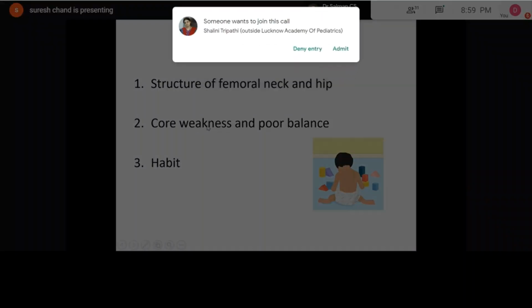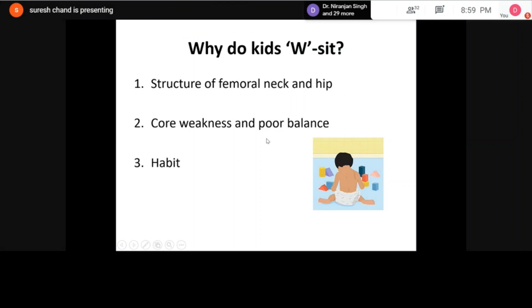The common pathological cause is the core weakness and poor balance. Because of trunk weakness, child is not able to support his trunk because of his weak core and back extensor muscle. So he uses the W sitting like a tripod to support his weight in an abnormal compensatory way. So that is one pathological cause. And sometimes because of habit, because child starts from crawling or kneeling position, he continues to sit in W sitting. So sometimes it is just because of habit he sits in W sitting.